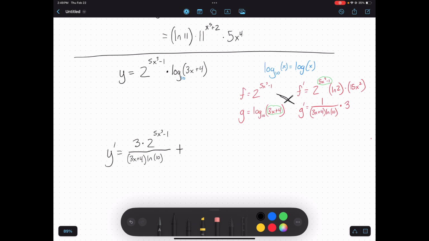Plus, now I multiply those two terms. Whew. And I get natural log of 2 times 15x squared times 2 to the 5x cubed minus 1 times log base 10. I'm not even going to worry about writing the base 10 though, because I'm good to go. Don't try and simplify that. Just leave it like that. And that's my answer.